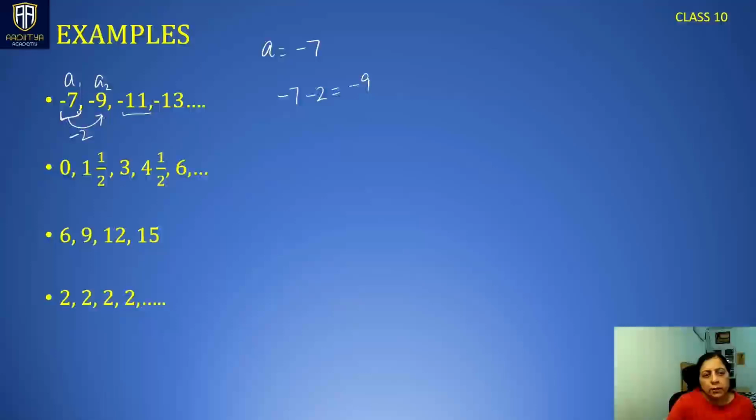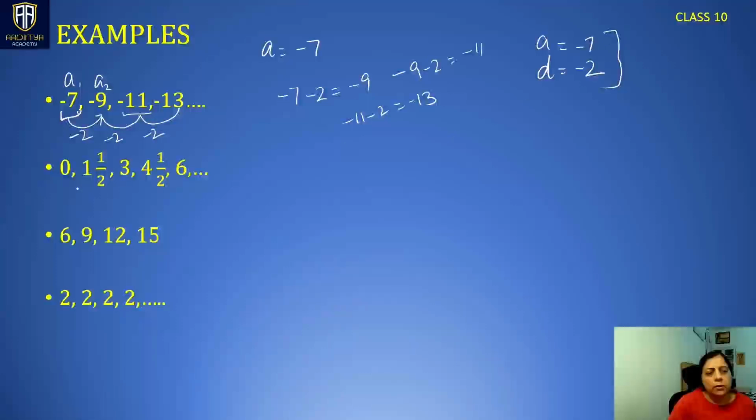Now again, if I add -2 to -9, I get -11. Similarly, if I add -2 to -11, it becomes -13. So this is an example of an AP in which the common difference d is -2 and the first term A is -7. Right? Similarly, in the next example, the first term is 0. A is 0.